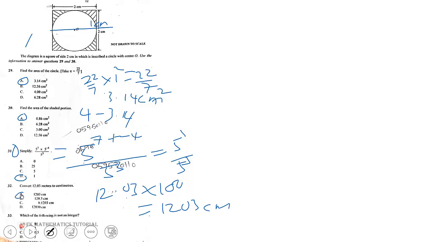Which of the following is not an integer? 0, 1, 0.5. Decimals are not integers, so the correct answer is C, 0.5.